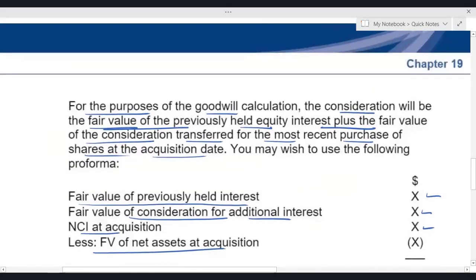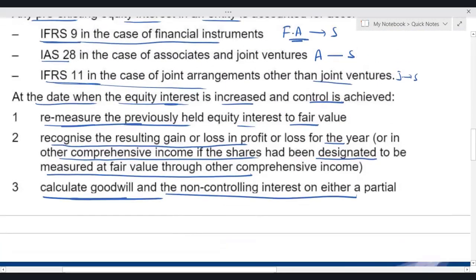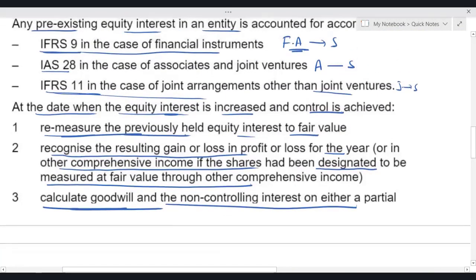Fair value of previously held interest. You need to know what is the fair value of previous holding at the date of control. And the important point is, remeasure the previously held equity interest to fair value, recognize the resulting gain or loss in P&L for the year ended, or in OCI if the shares had been designated to be measured at fair value through OCI. Then on remeasurement, whatever gain or loss comes, that goes to OCI.